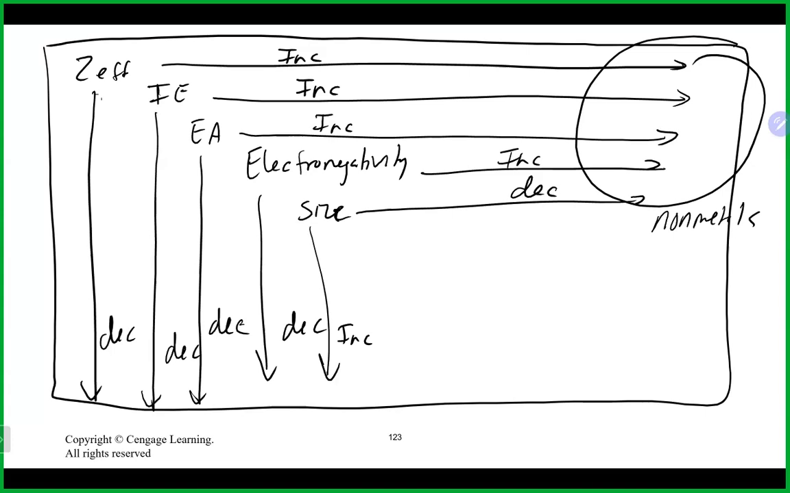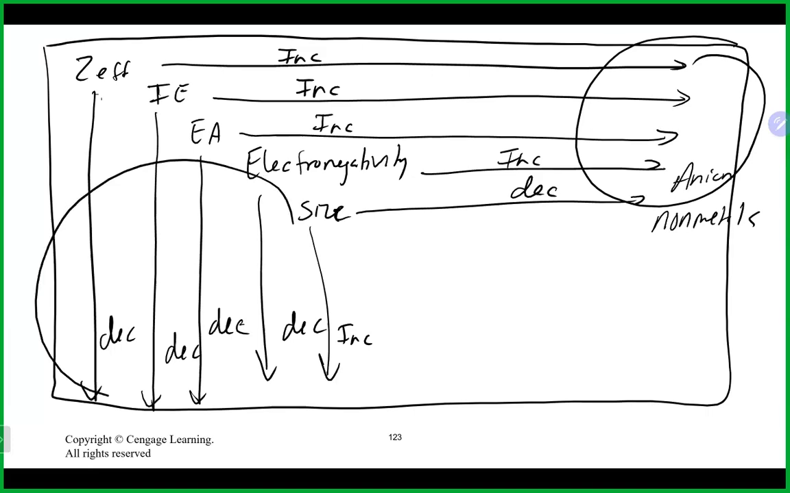And that's why nonmetals want to keep their electrons and take other people's electrons. That's why nonmetals typically become anions and have negative charges: they're not going to give away their electrons. They're more apt to gain electrons.